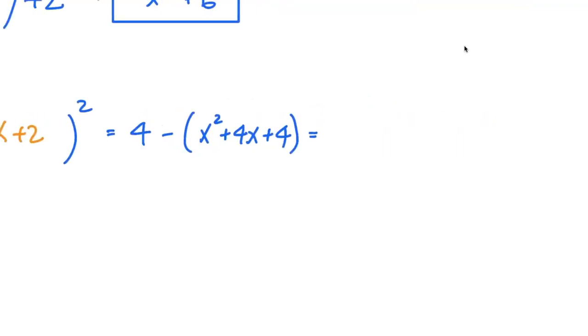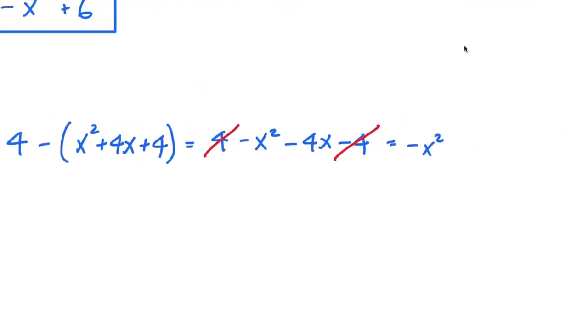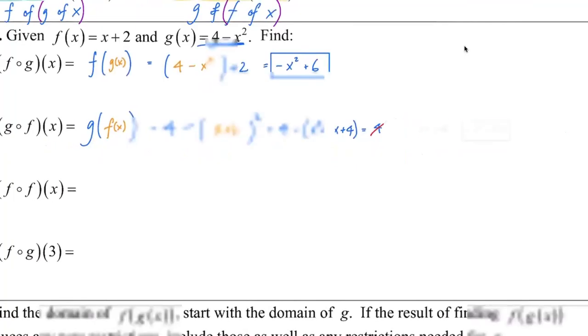So we say, oh, so it's 4 minus x squared minus 4x minus 4. And you can see the plus 4 right here, and then the minus 4 right here, they cancel each other out. So what's left is just minus x squared minus 4x. And that's good. Okay, that's simpler than our original, because we can combine some like terms and the constant term just happened to disappear. That's wonderful.